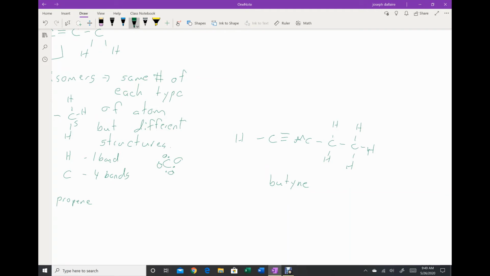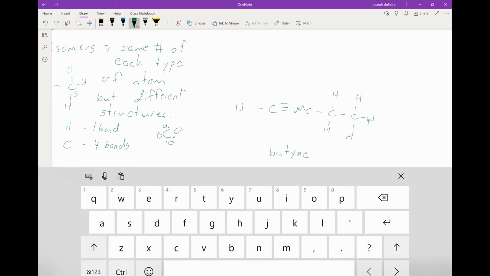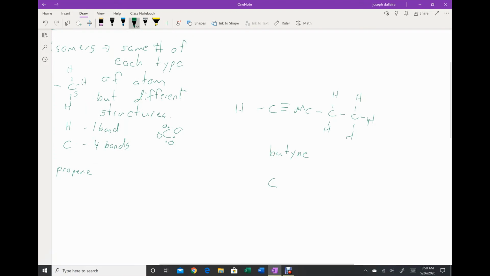Okay, but we need to be careful with this. There's an added problem here, and that specifically is that that triple bond could be located in different places, and while these two molecules would be very similar, they do have substantially different properties such that we need to name them properly. So we need a way of telling the difference between that and this.